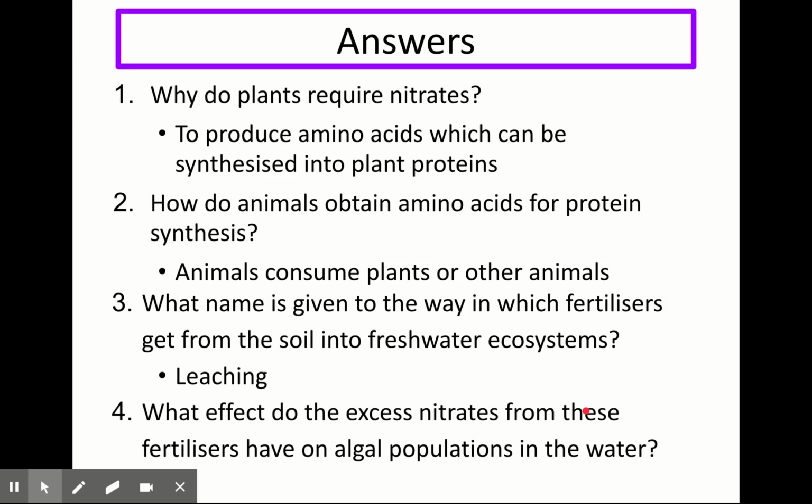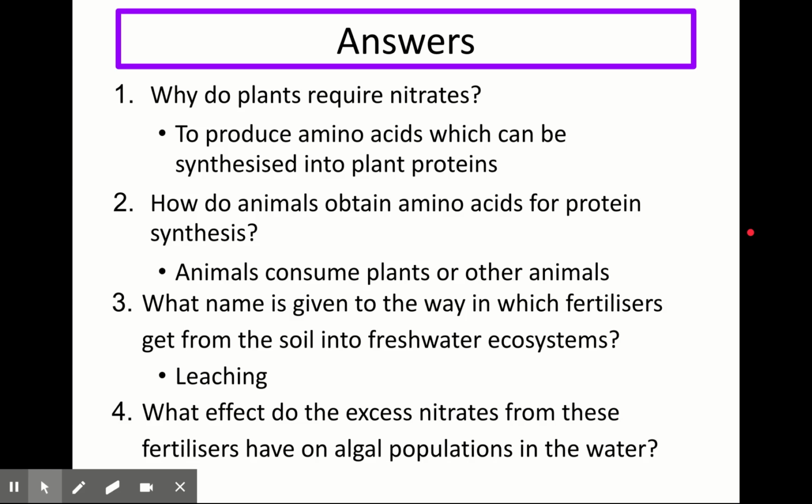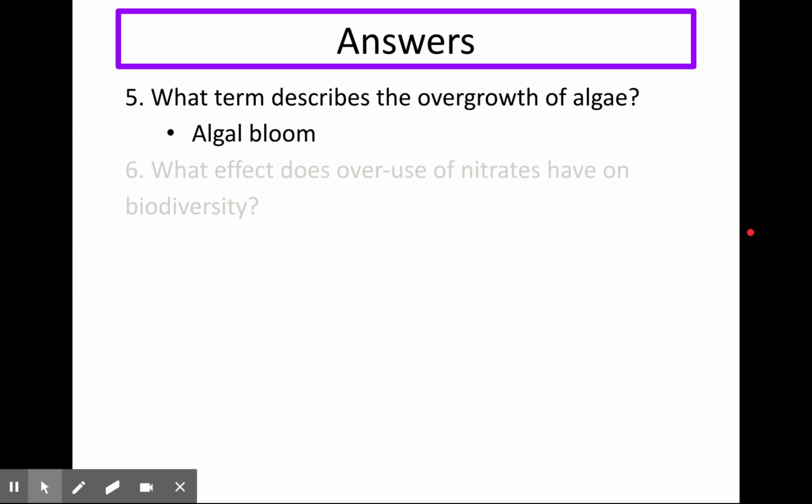Number 4 asks, what effect do the excess nitrates from these fertilizers have on algal populations in the water? Now, if you ever see the term what effect, they're looking for increase, decrease, or stay the same. So if we're talking about the excess nitrates and then the algal populations in the water, it will increase the algal populations. Question number 5 asks, what term describes the overgrowth of algae? And that's an algal bloom.